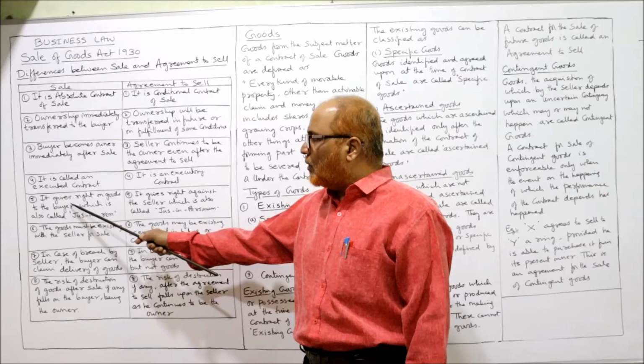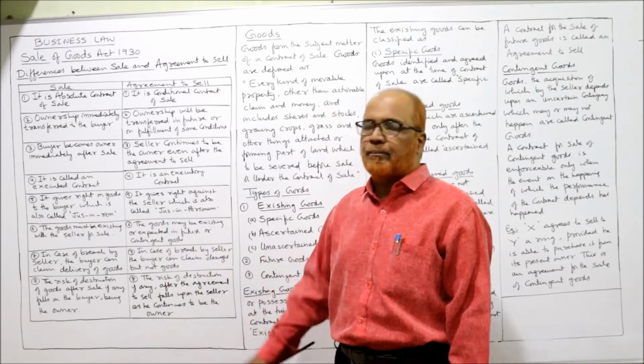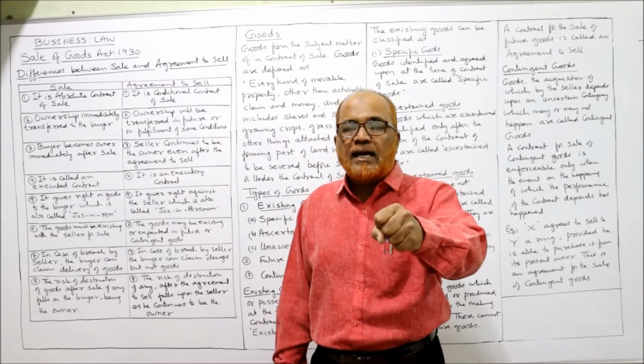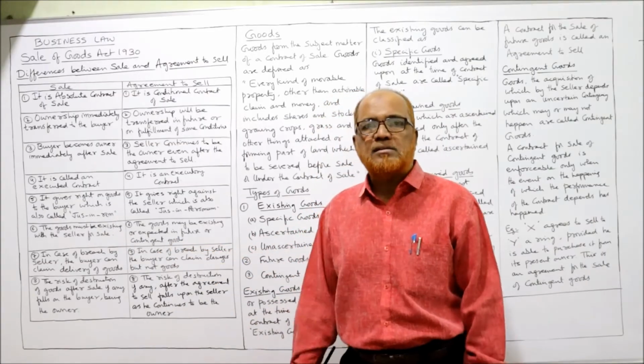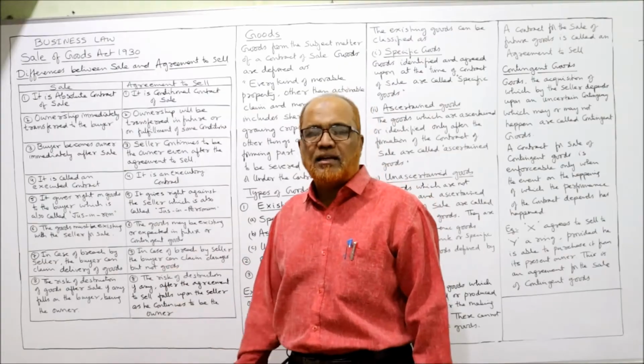Executory contract. Now, it gives a right on goods to the buyer, which is called jus in rem. It gives the right to the buyer against the property. Jus in rem means against the property. This jus in rem is a Latin term.